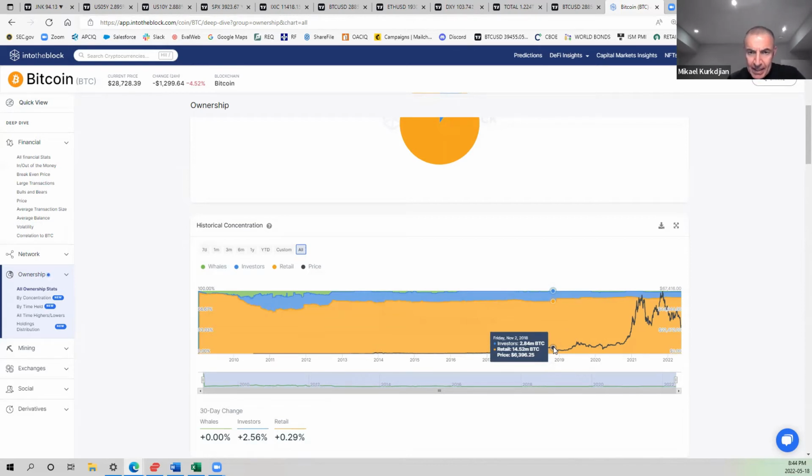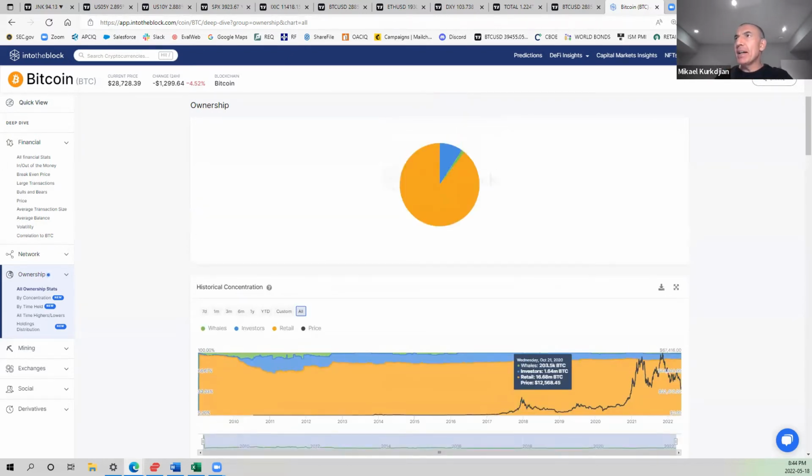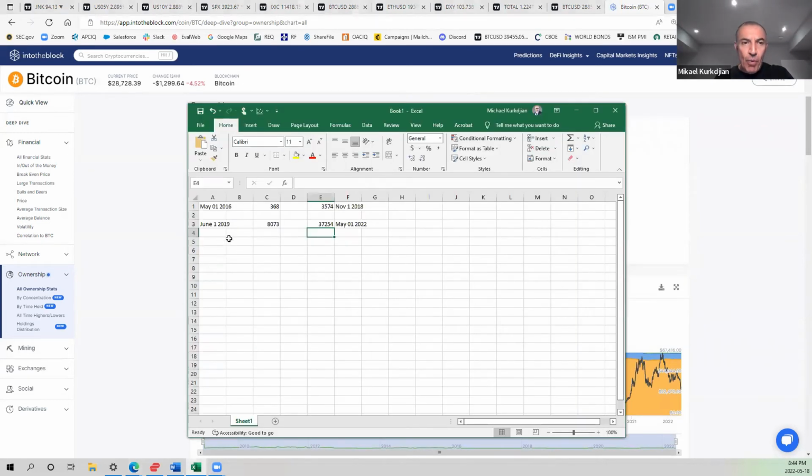And what that means is that Bitcoin's price on November 2nd was at $6,396. So if I bring back this chart here, if I bring that as an Excel file, what happened was on May the 1st, it looks like the investors were holding 2.49 million Bitcoin, and the retail investors were holding 13 million Bitcoin.